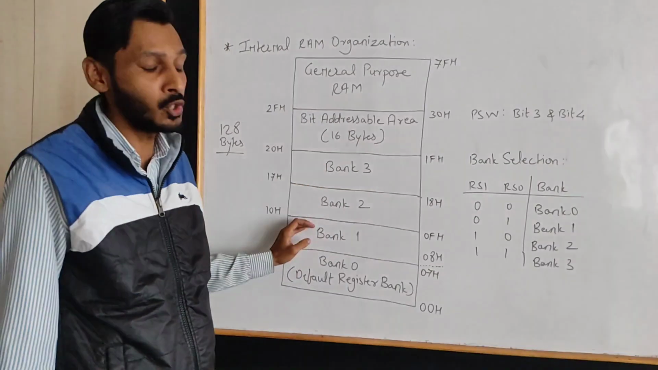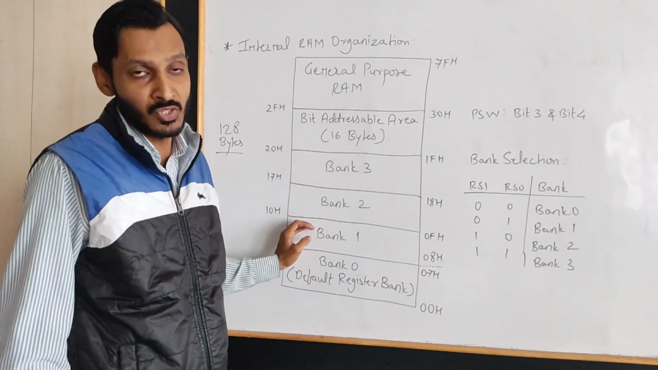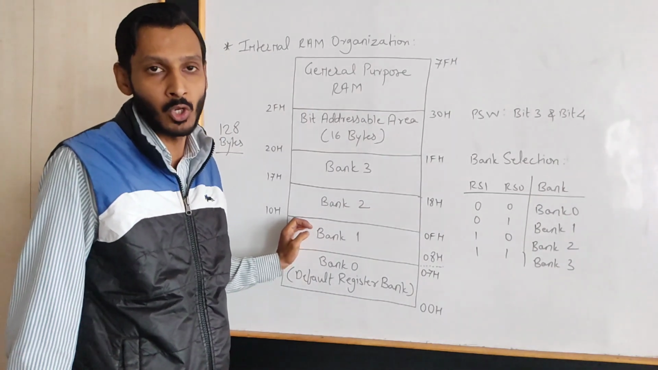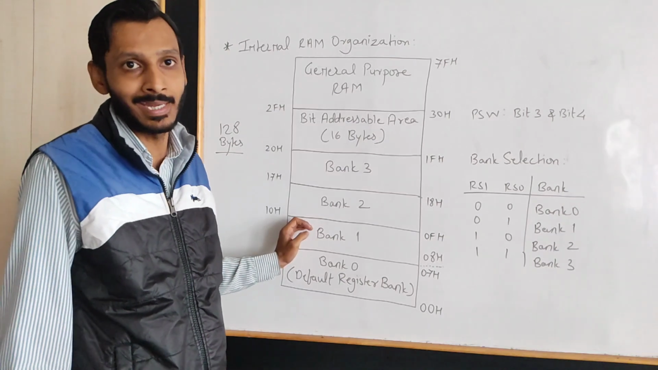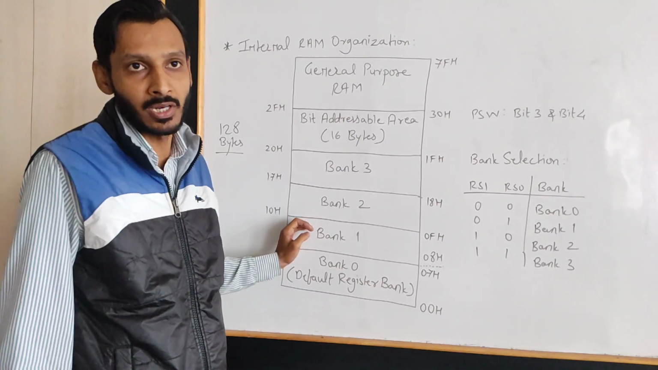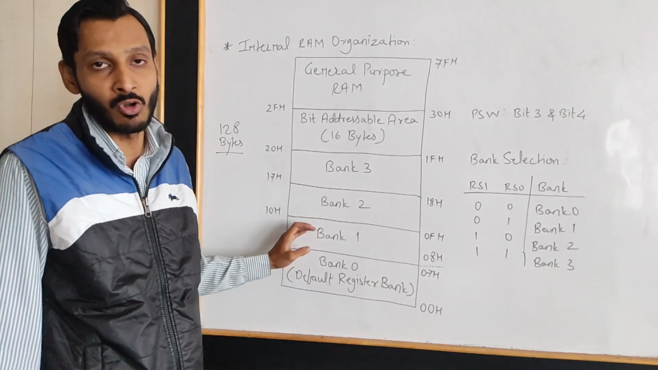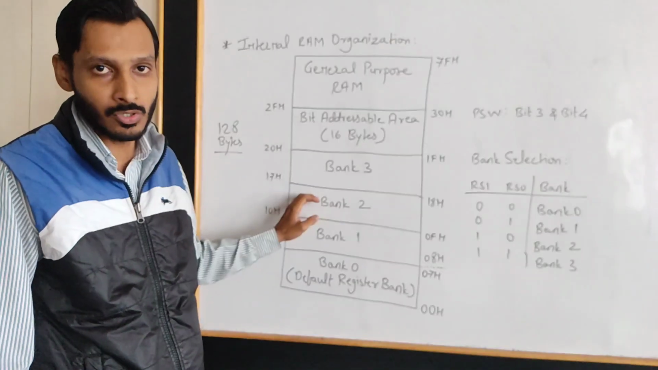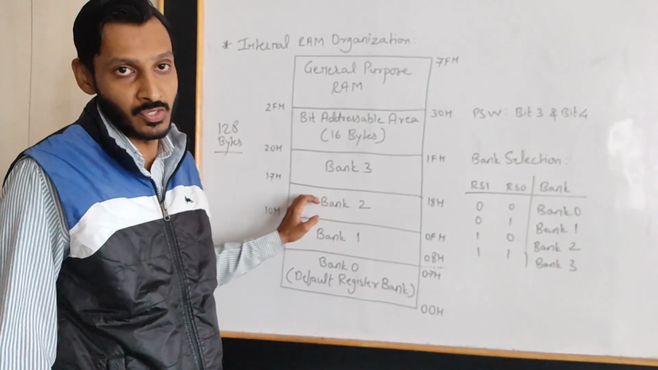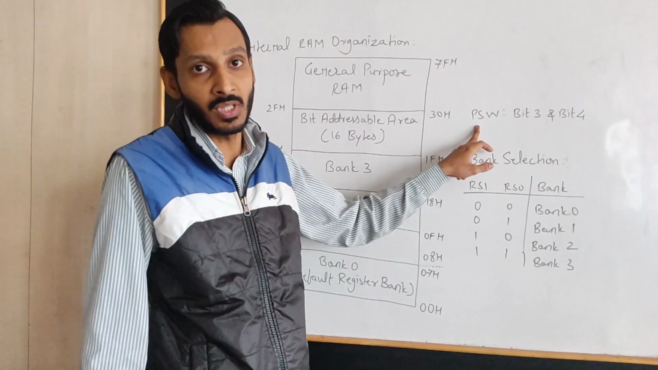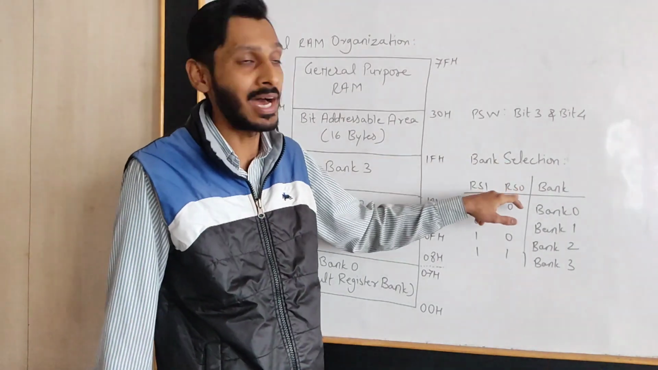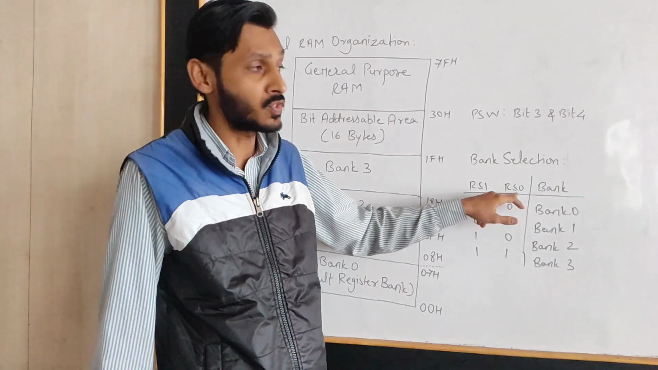These banks can be used for stack purposes, meaning whenever we use any stack memory location, the stack pointer is used, and whenever you want to push or pop any data in this internal RAM, you can use this. The bank selection depends upon 2 bits. These 2 bits are given in the PSW register: bit number 3 is RS0 and bit number 4 is RS1.